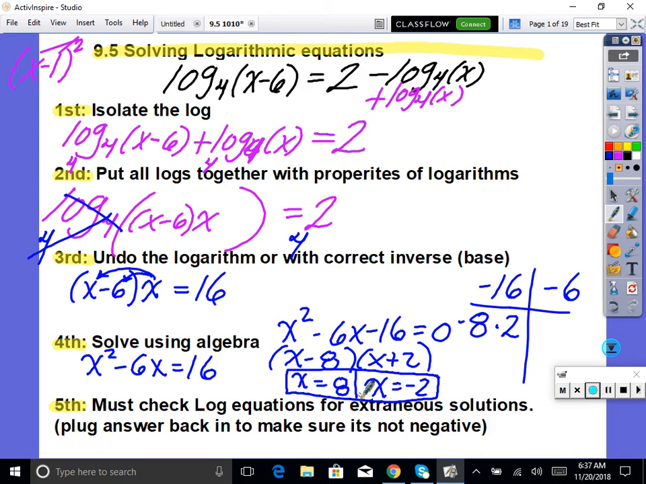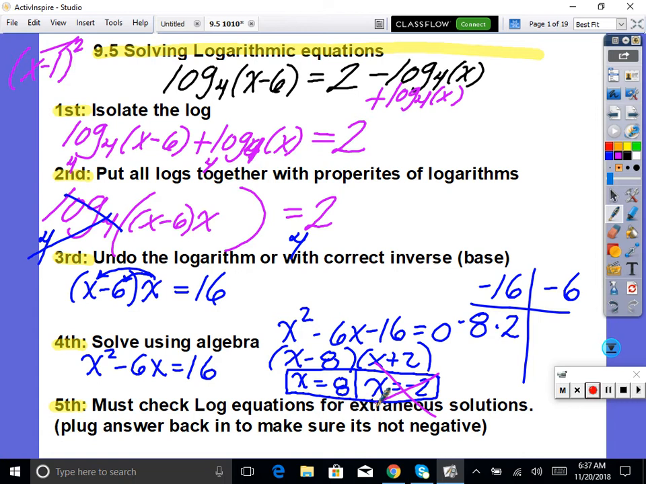So let's go back up. If we plug in 8, we have 8 minus 6, which is positive 2, so all is good. If I plug in 8 right here, it's positive. So that one's good. If we plug in a negative 2, negative 2 minus 6 is negative 8. The log of a negative can't happen. So in this one, yes, that negative will be extraneous. So our only solution would be 8.